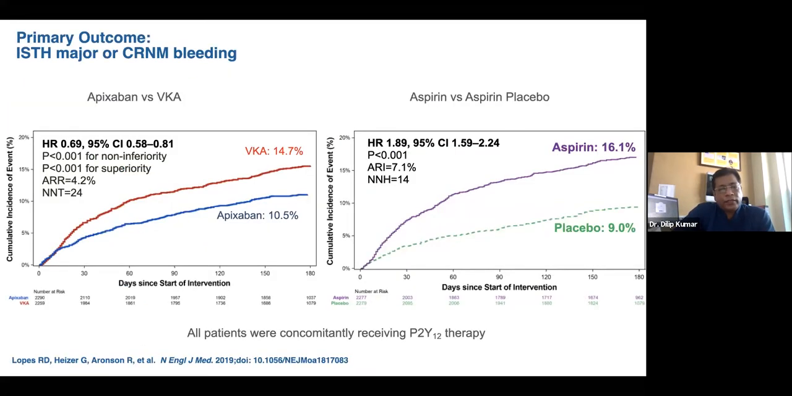And the results: the apixaban group showed significant reduction in bleeding with an NNT of 24, and in the aspirin versus placebo arm, the result was simply jaw-dropping. As we see, there was significant reduction in bleeding with an NNH of only 14.